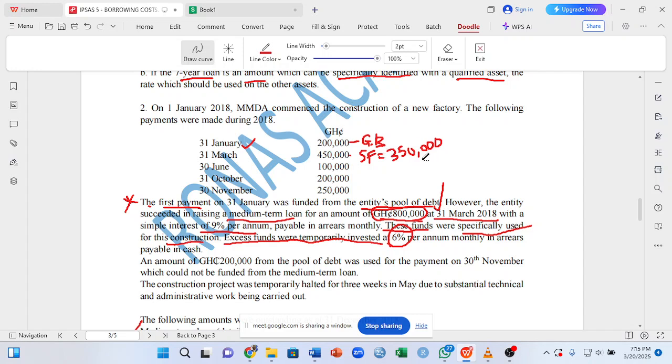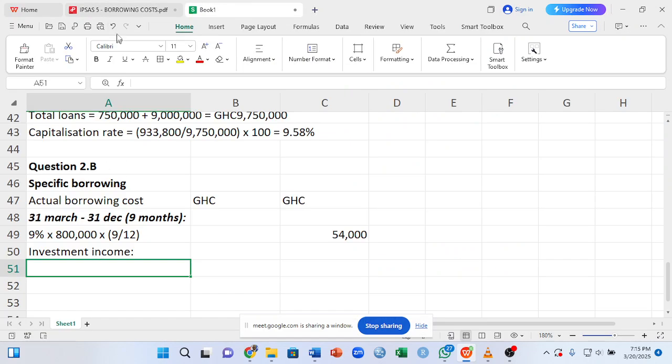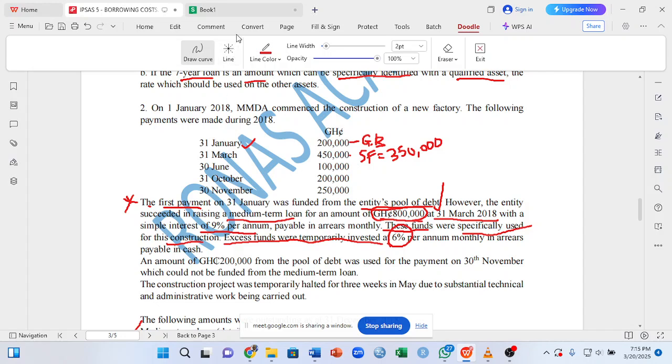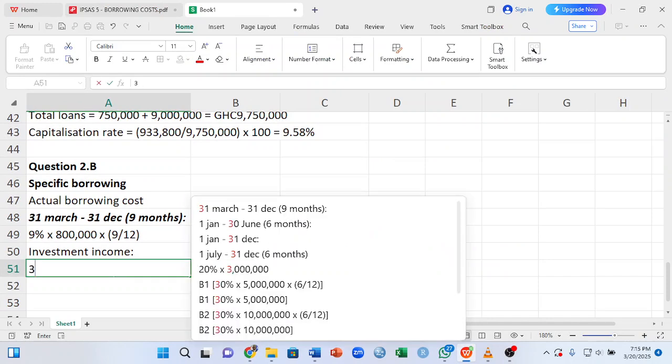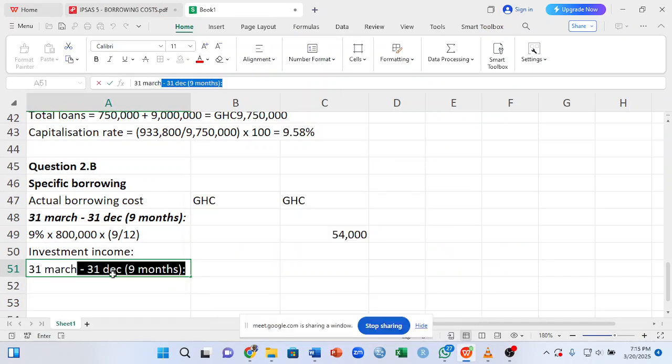The 350,000 was lying idle from 31st March to which date? Up to 30th June. Let me do it from 31st March, which is like 1st April to 30th June. Someone can do it 1st April, someone can do it 31st March. Anyway, to 30th June.